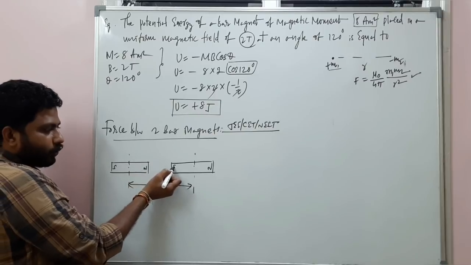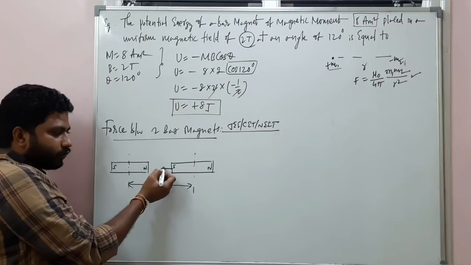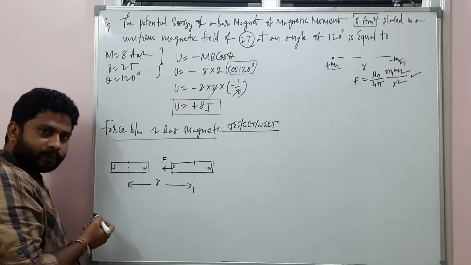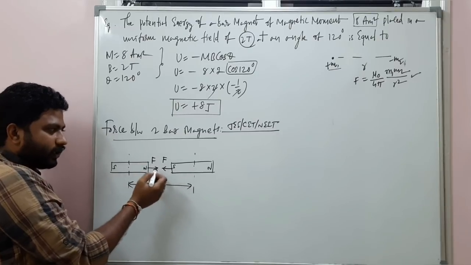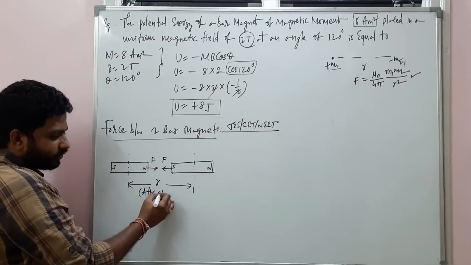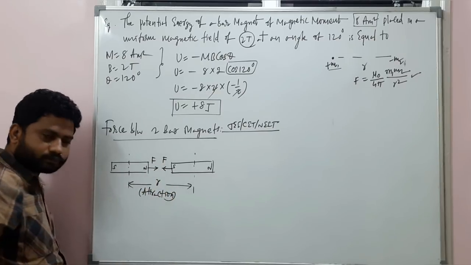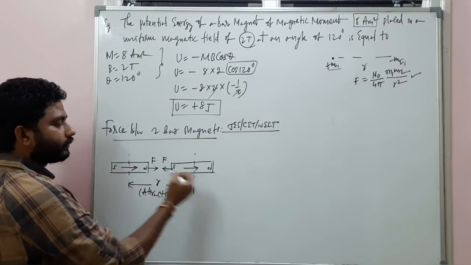As this is the north pole and south pole, this north pole will attract the south pole with a force F, and this south pole will attract this north pole with a force F. So it is clearly showing that there is an attraction force between these two. And its magnetic moment directions will be in this way. Clear?